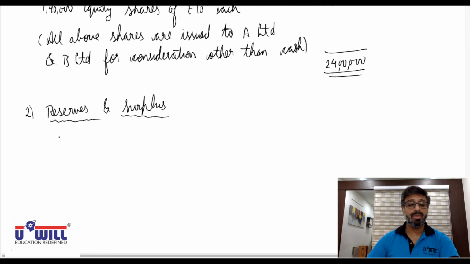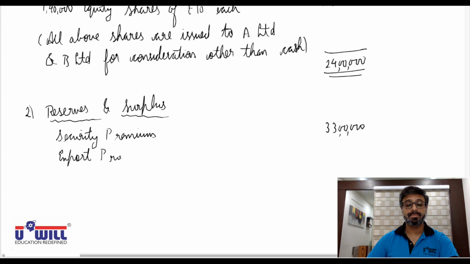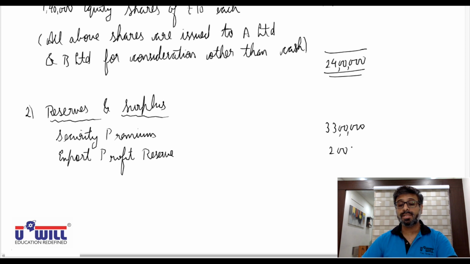Note number 2, securities premium of 33 lakhs plus export profit reserve of 2 lakhs. So total reserves and surplus will be 35 lakhs.